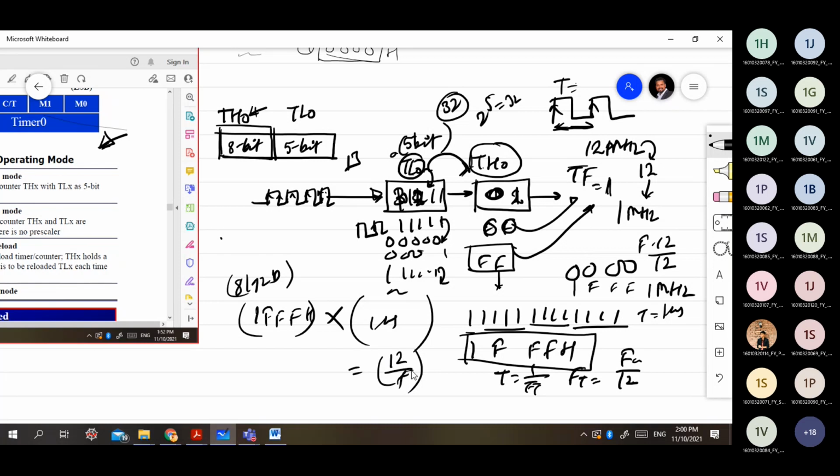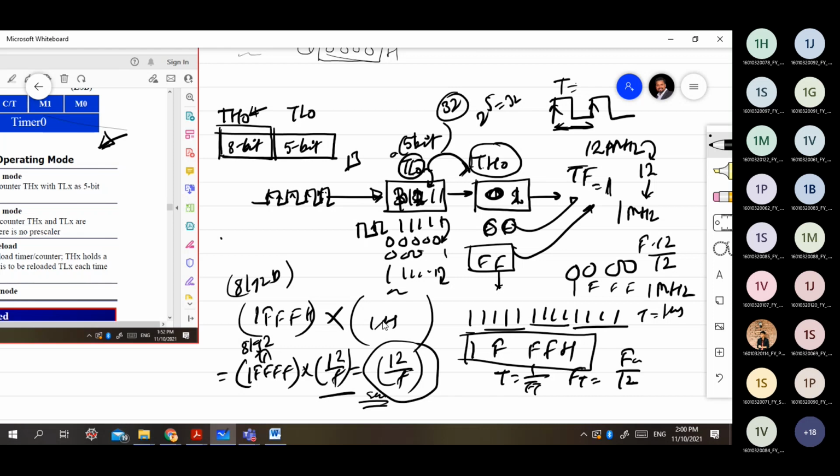So the maximum time period or maximum time delay which can be achieved because of mode 0 will be 1FFF into 12 divided by f. This 12 divided by f is going to be in a second or microsecond, जो भी है. Fine. I have written this in hexa, but if I convert into decimal, it's going to be 8192. So 8192 into this is going to be the maximum delay which is achieved by using mode 0. Okay, understood mode 0?